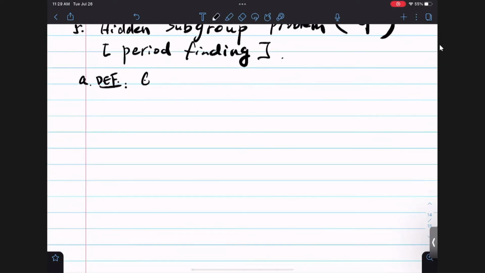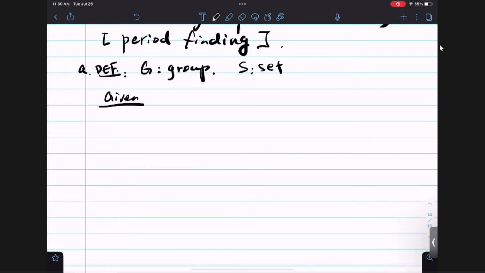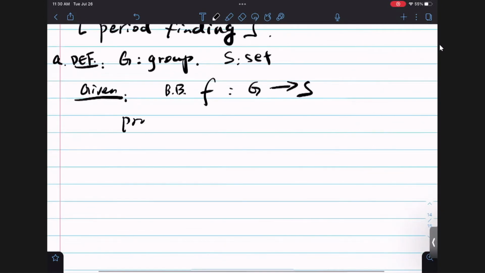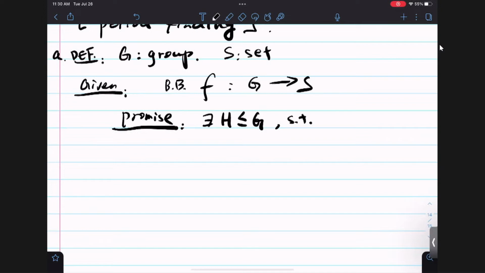we have a group G and some set S, and then we're given a black box function f from G to the set S. And the promise of this function is that it hides some subgroup, meaning there is a subgroup H such that for any two group elements, their function values will be equal if and only if they're in the same coset.